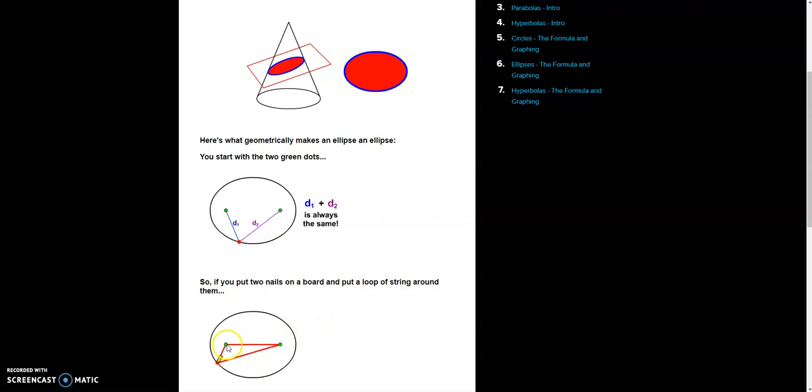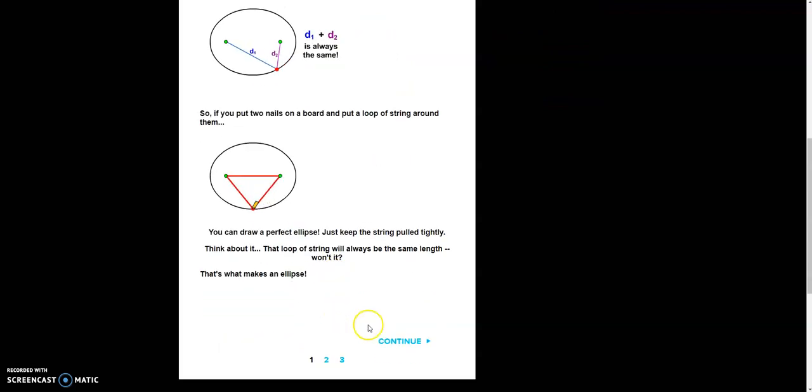You take a string, and you nail two spots, or it's suggesting to put two nails onto a board, and take a string that's a little bit longer than the distance between them, and pull it taut. As you pull it taut, you will just naturally make an ellipse. All right, so I thought that was kind of neat to see.